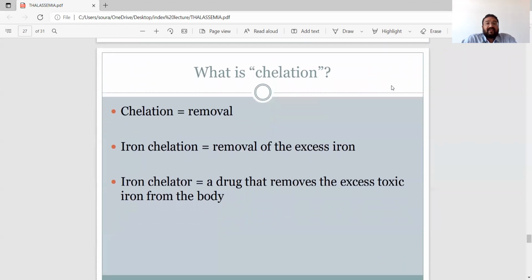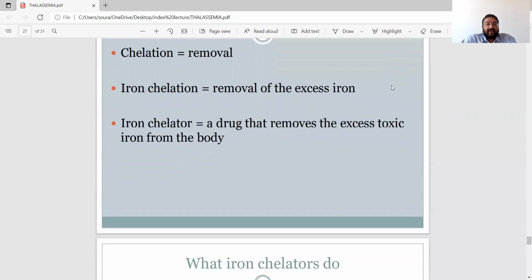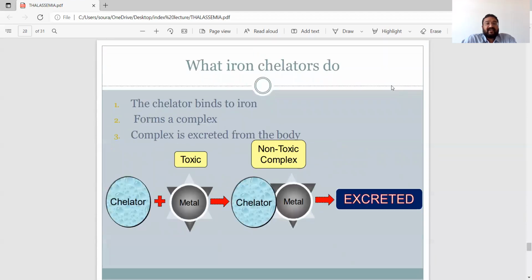Now, how to deal with this excess of iron that has been deposited in the body. Here comes the role of chelation therapy. The word chelation means removal, and iron chelation means removal of the excess of iron from the body. An iron chelator is a drug that removes the excess of toxic iron from the body. Now, how does the iron chelator function? The iron chelator binds to the iron and forms a complex, and this complex is then excreted from the body in a non-toxic form.